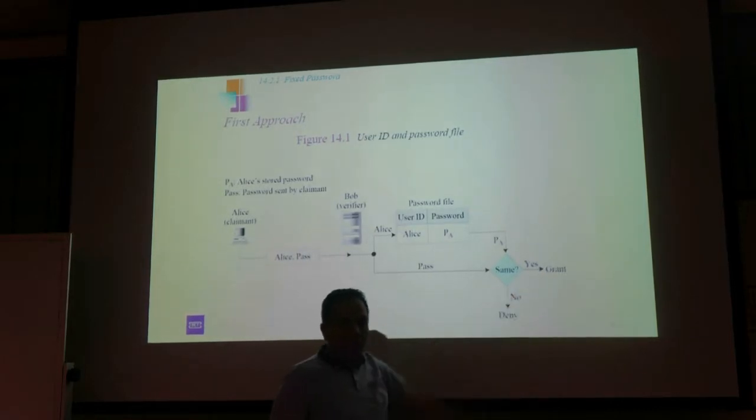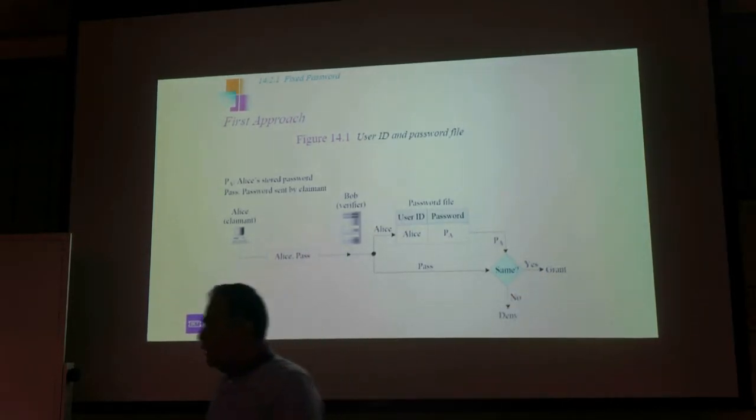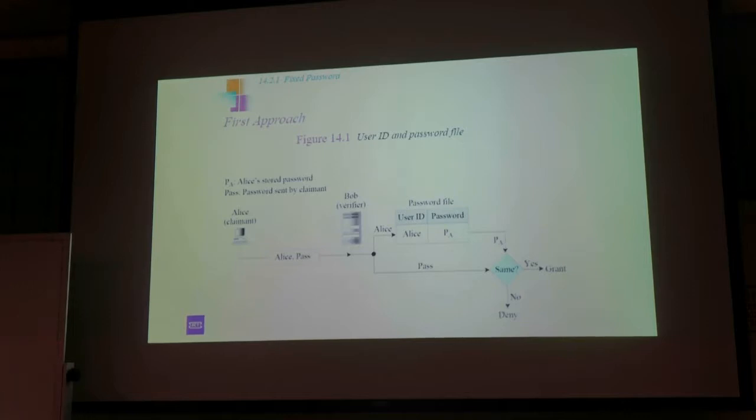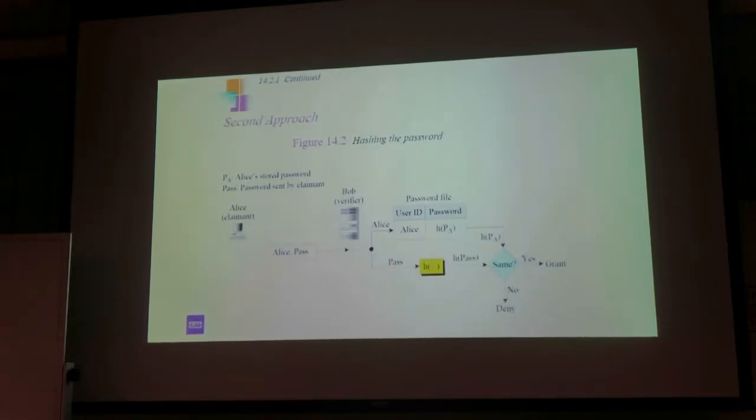If they are not the same, what do you do? Reject the access. All right, simple, very simple. Okay, that's the simplest thing you could do. This is the first approach. The second approach, okay, to make it stronger.